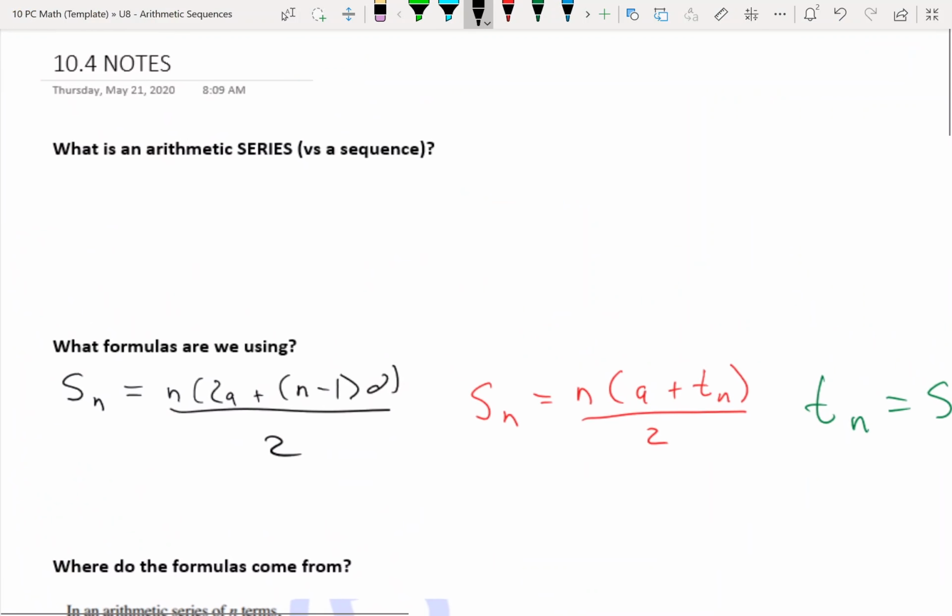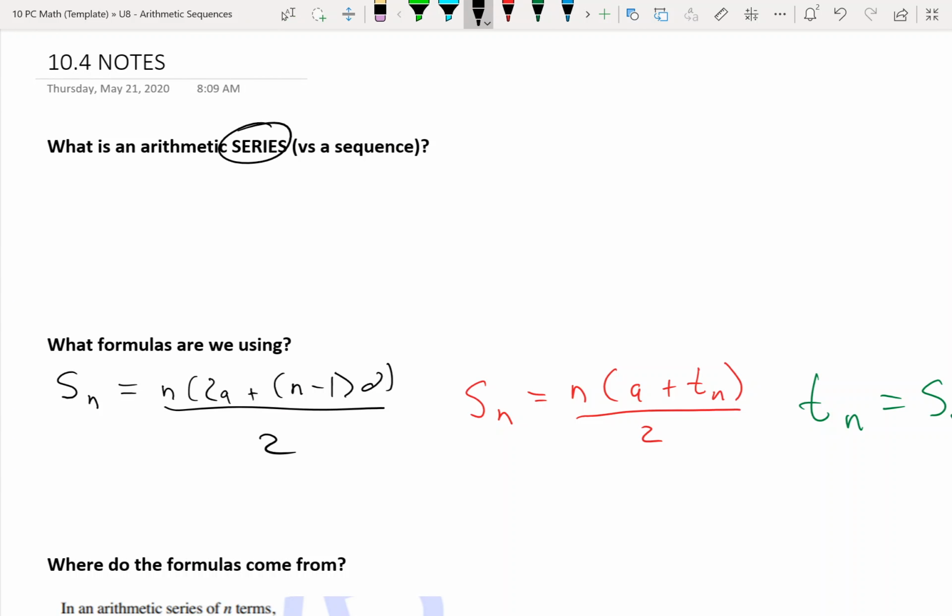All right, we're talking about series today, arithmetic series, not sequences. So a sequence we said was something like this, a list of numbers that go up by the same amount every time. A series is when you take a sequence, but you find the sum of all the numbers, the sum of all the terms.